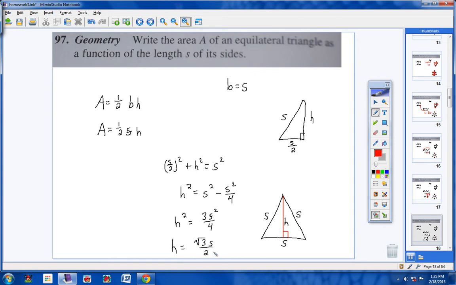And you're like, whoa, Mr. Earhart, where'd this come from? Well, let me show you, okay? Please take some really good notes on this. We're going to take the square root of this side right here. So we have the square root of 3s squared over 4, correct?